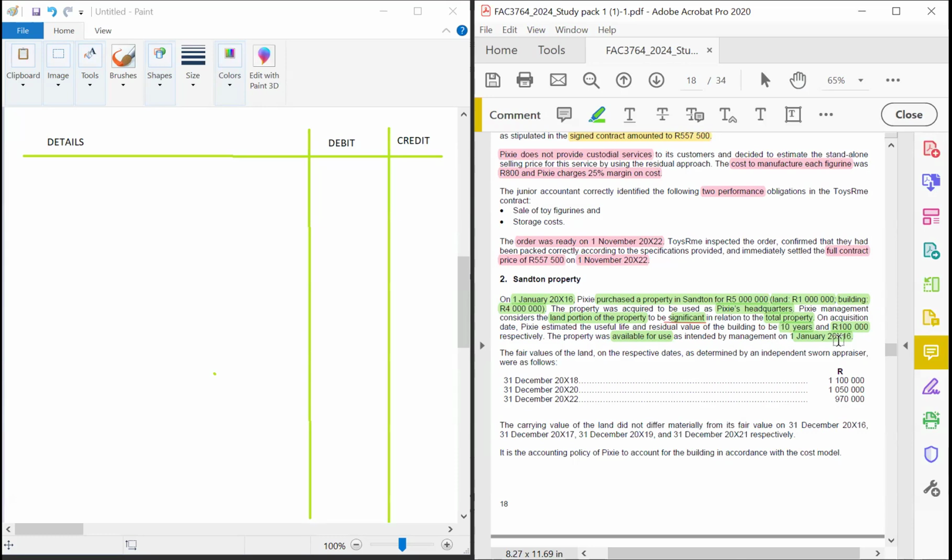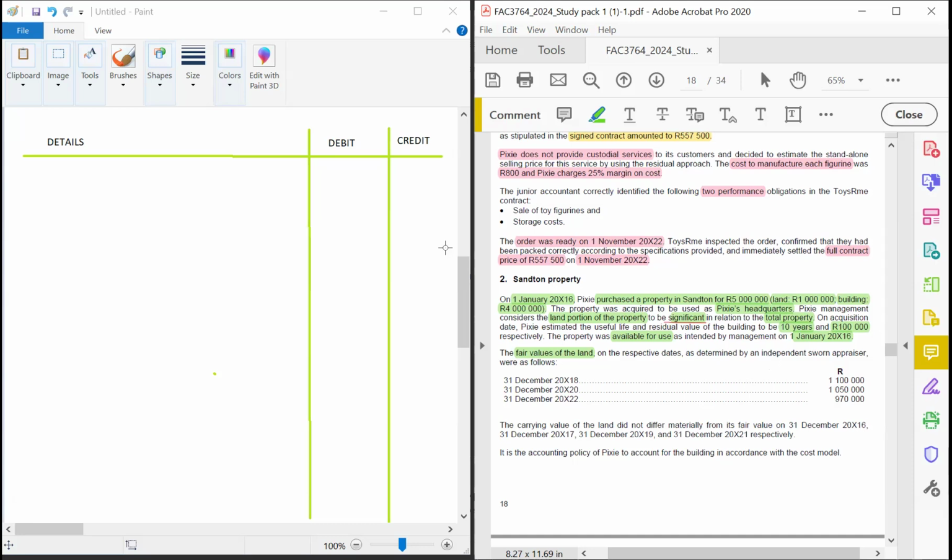Now, that was more of the building than the land. So now it is more of the land. We are given fair values of the land. Essentially, the examiner wants me to go and revalue the land. Without even reading further, the examiner wants me to revalue the land. The fair values on respective dates, as determined by the independent appraiser, were as follows.